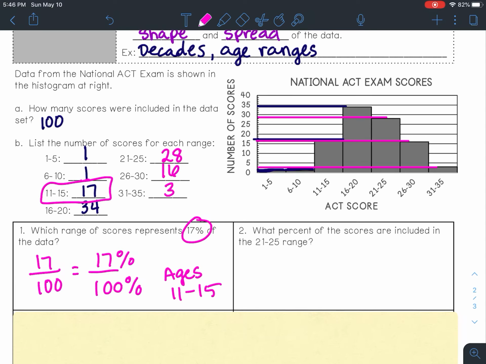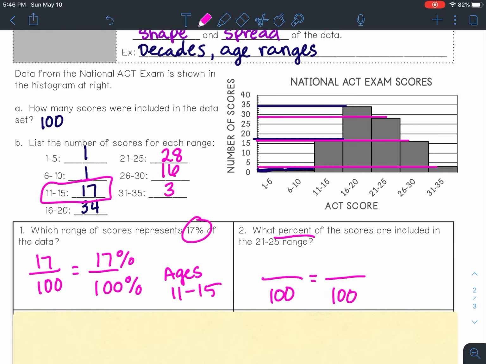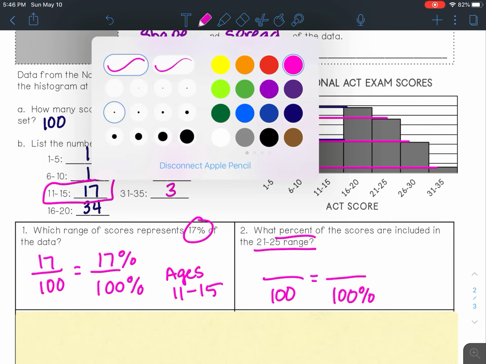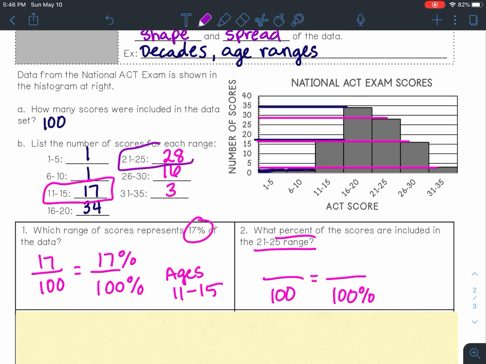The next question says, what percent of the scores are included in the 21 to 25 range? And again, we're talking about percentages. I have 100 pieces of data, so that could represent my 100%. And it wants to know the 21 through 25 range. So 21 through 25, I have 28 pieces of data, so 28%.